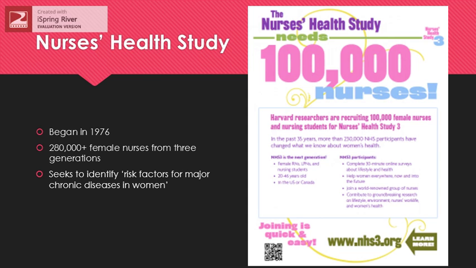And according to the study's website, their goal is to identify risk factors for major chronic diseases in women. So what they do is they ask women to enroll. They ask all kinds of questions about diet, physical activity, their work, and so on and so forth. And they follow them over years to see, do they develop certain diseases, what do they die of, at what age do they die, and so on and so forth.